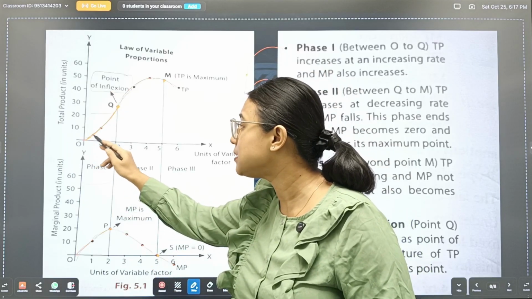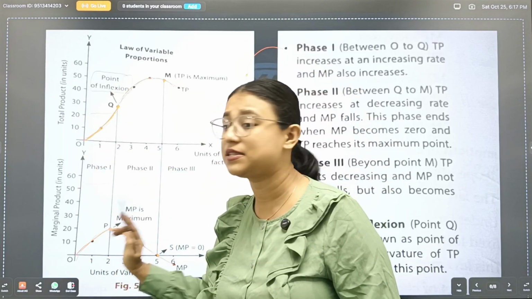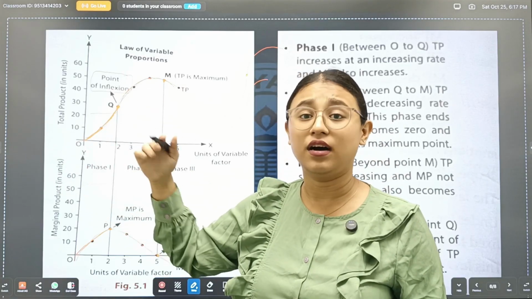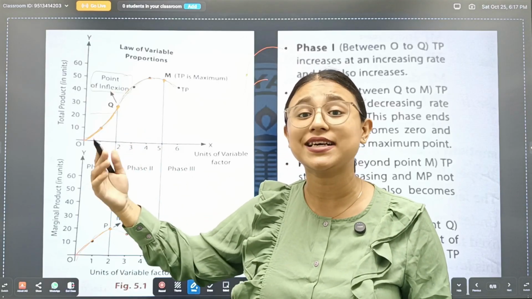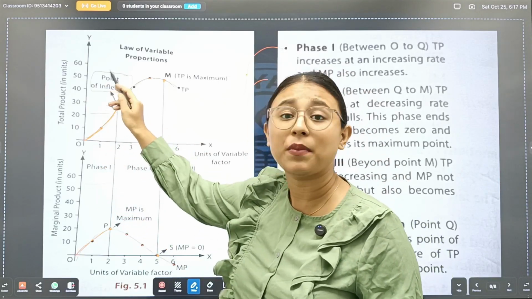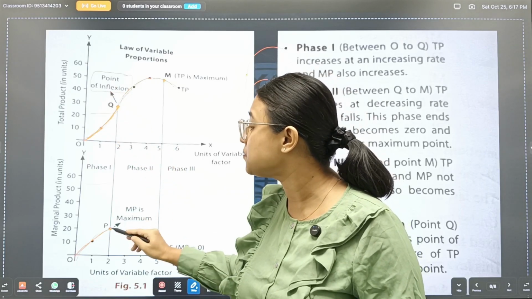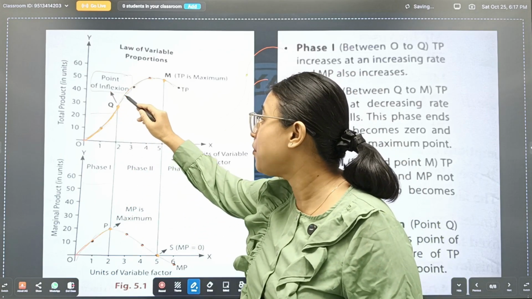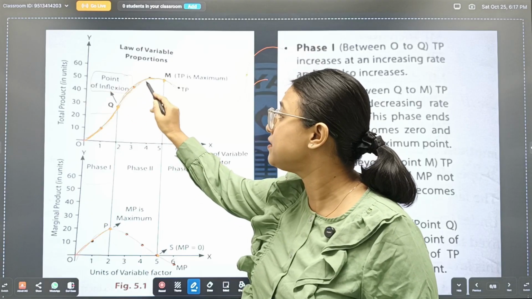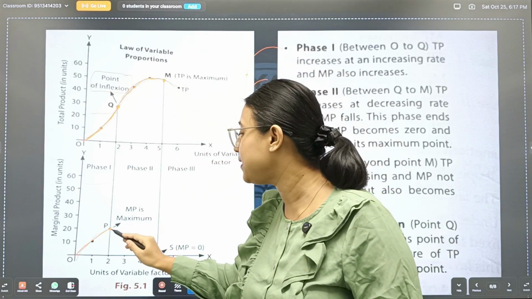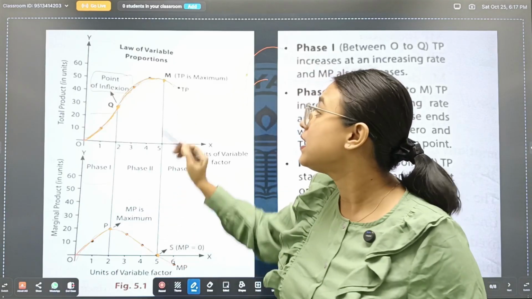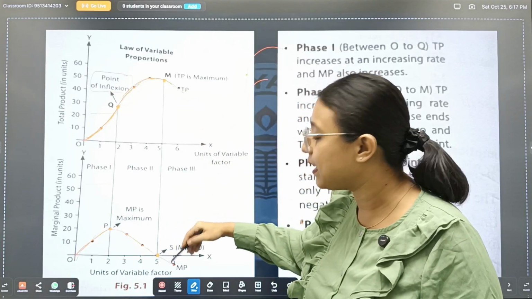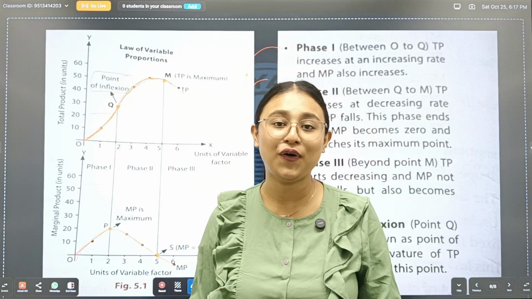Correspondingly, we can say when total product is increasing at an increasing rate, marginal product is also increasing. The point at which total product is changing its curvature, beyond which total product will increase at a decreasing rate, we call the point of inflection, and the corresponding point P on the MP curve is where MP is maximum. Beyond this point Q, the TP is increasing at a decreasing rate and MP has fallen but remains positive. When TP becomes maximum, MP is 0; beyond that TP falls and MP becomes negative. This is all about the law of variable proportion.